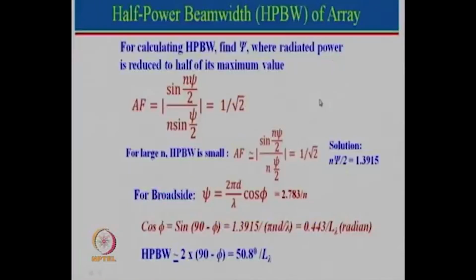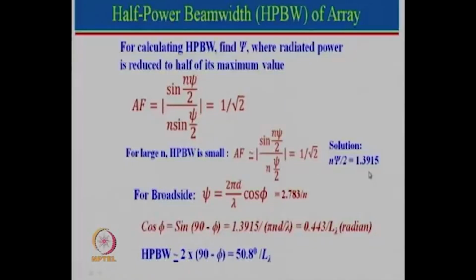So how do we calculate half power beamwidth? Half power beamwidth can be found in a simple way wherever the array factor becomes 1 by square root 2, because the maximum value is 1. So now if we again assume large N, then this function sin(psi/2) can be made equal to psi/2. So this is like sin x by x, which is a sinc function, and we want that to be 1 by square root 2.